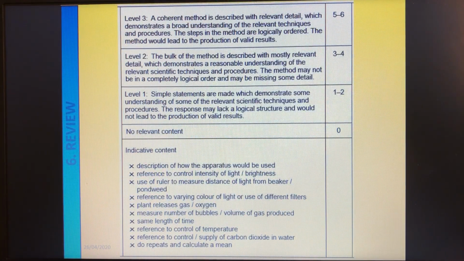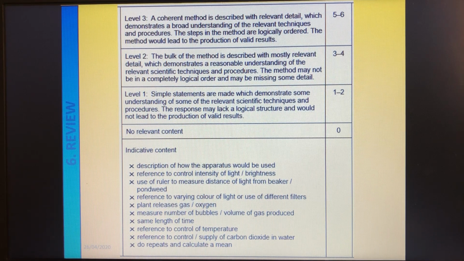Okay, let's have a look at the mark scheme then. So it says here that the kind of blurb at the top just basically says in order to get 5 to 6 marks, you have to have a coherent method. It needs to have the relevant detail which allows someone to actually follow that method and get valid results. Now, valid results takes into account the equipment we've used. Have we just got one independent variable? Have we got repeats in there to make it reliable? All those kinds of things, okay?